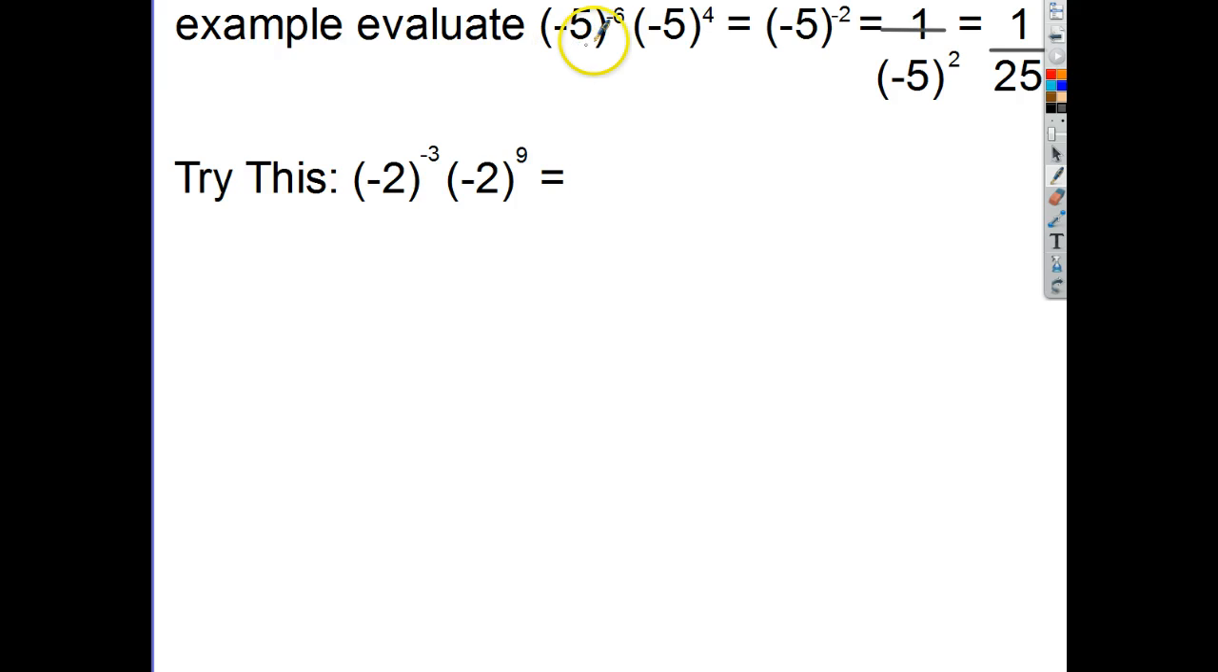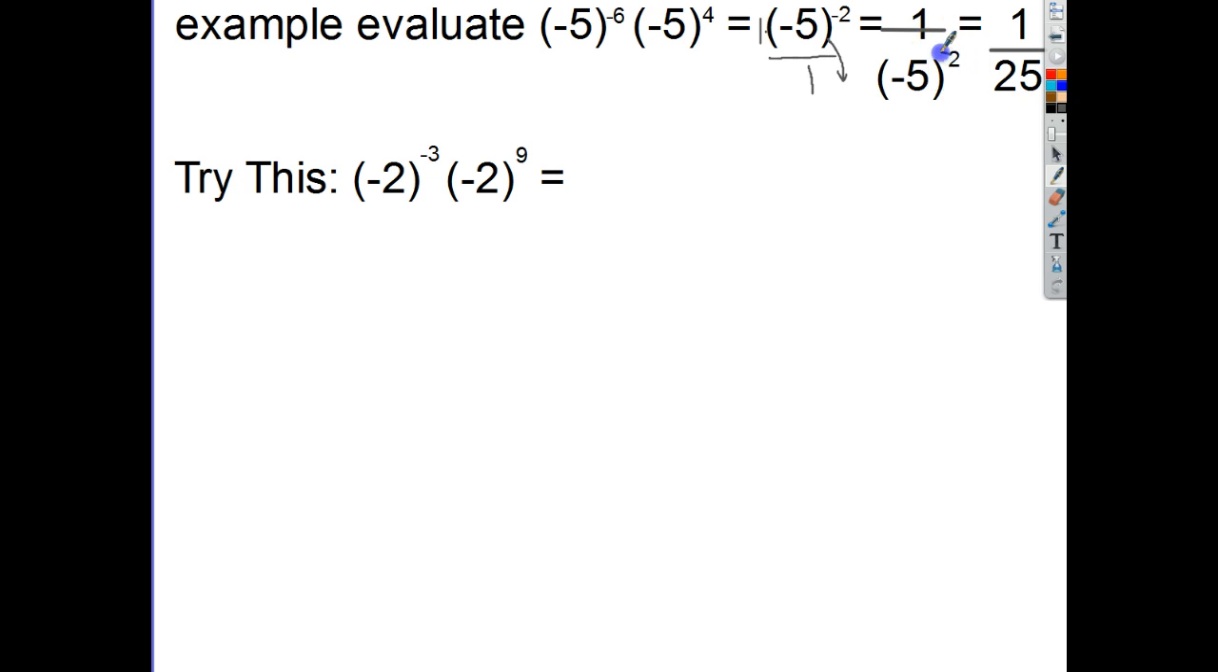Okay, let's evaluate this one. We have negative 5 to the negative 6 times negative 5 to the positive 4. Instead of trying to figure out what each one of these is, what we need to see is these are like bases. So treat them like bases. The same base, parentheses, negative 5, raised to the negative 6 plus positive 4, or negative 2 power. We imagine it as itself over 1. The 1 in front here, we take this to the bottom, this 1 disappears, and the 1 shows up over here. But we have 1 over negative 5 to the 2nd power.